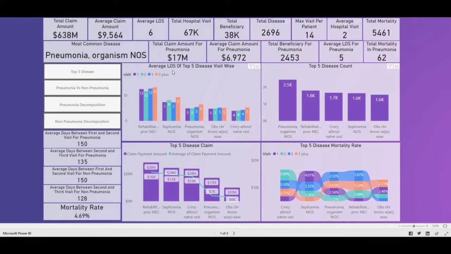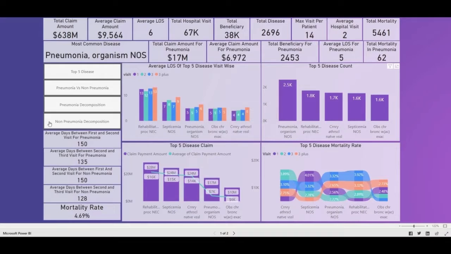We have average LOS of top 5 disease visit wise. We have top 5 disease count. We have top 5 disease claims in which we are comparing our claims payment amount with respect to their average of claims payment amount. This is the top 5 disease mortality rate visit wise.